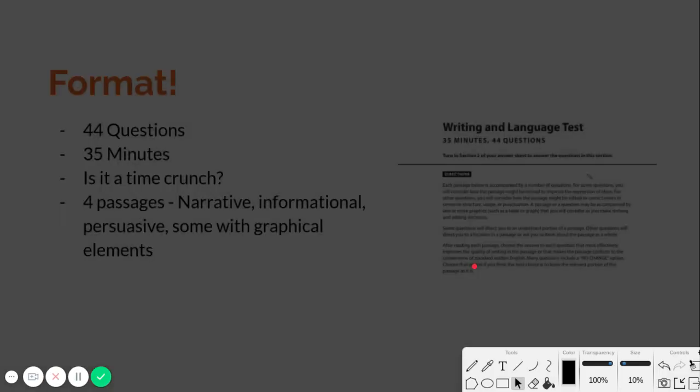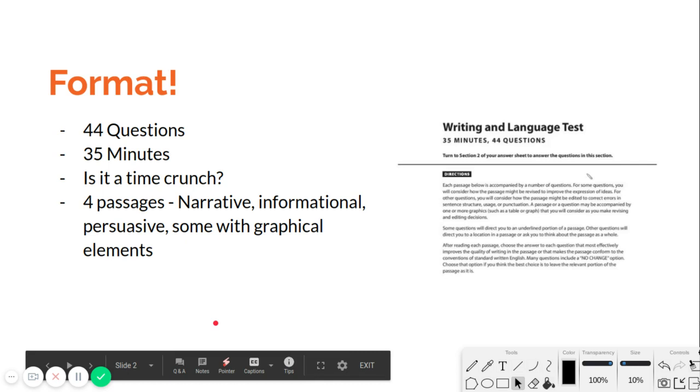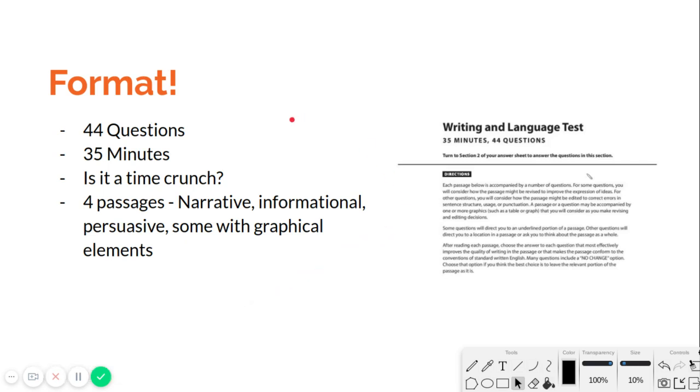So let's start by talking a little bit about how the actual writing and language section is structured. You'll have 35 minutes to complete 44 questions. This might sound like a real time crunch, but a lot of the writing questions are very simple, easy to answer grammar questions that won't take you a lot of time at all, and a lot of these grammar questions don't even require you to read the whole passage.